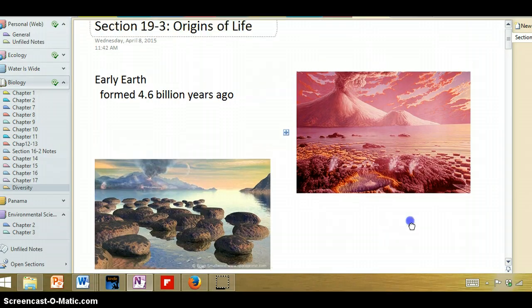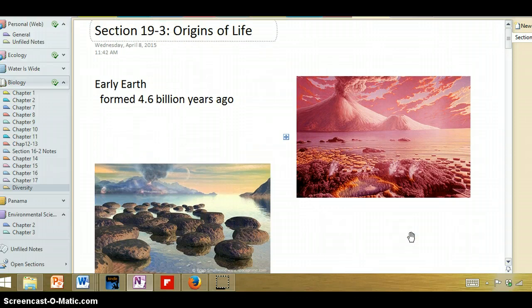And here's an artist's rendering. Take note of these round blobby things at the edge of the water here. We're going to get back to these. These are structures that you still find on Earth today that are thought to be structures formed by some of the first living things.